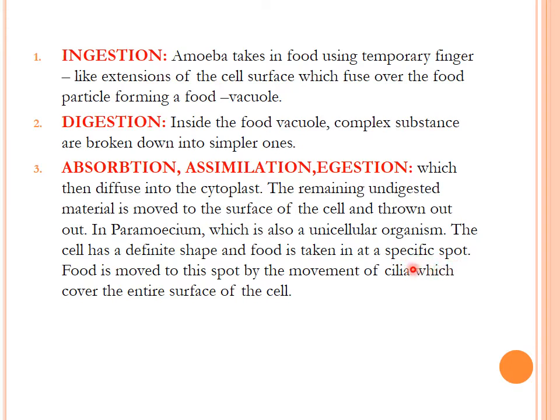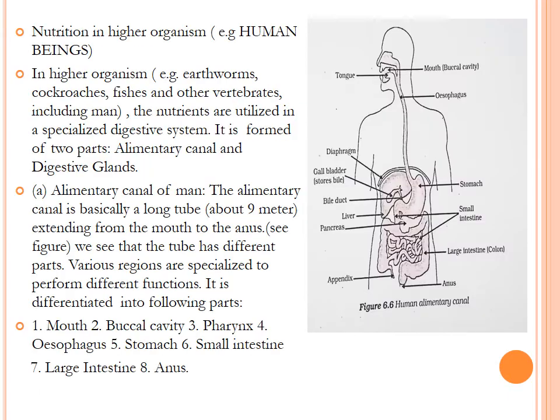So from a specific spot food is taken, then food is moved to this spot by the movement of cilia which cover the entire surface of the cell, and then again the steps involve digestion, assimilation and egestion. So here we are completing the nutrition in lower organisms. Diagram is there. Go through the diagram and try to understand this. All right, I'm sure it is clear.